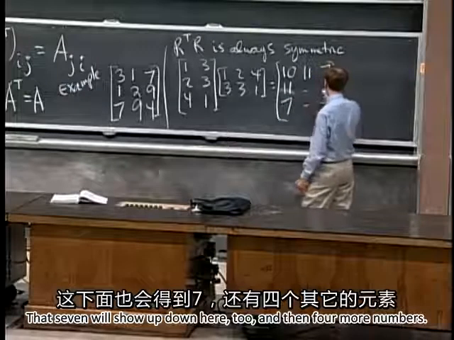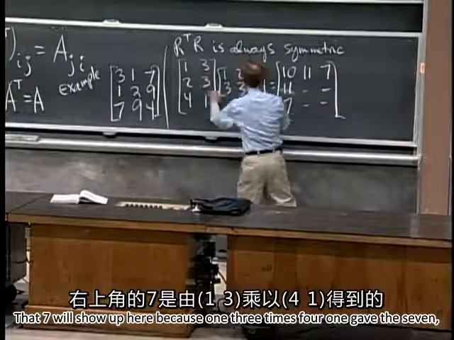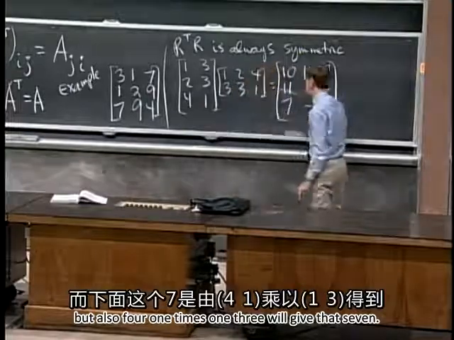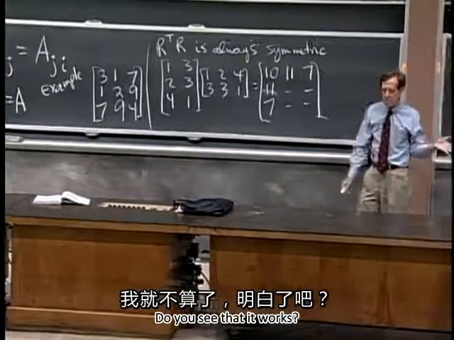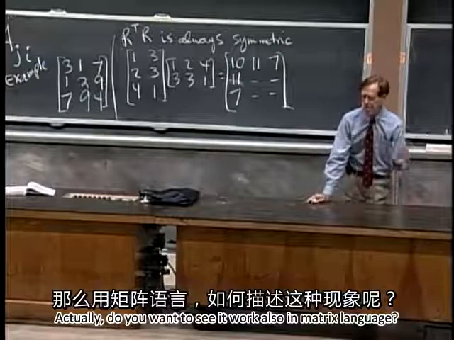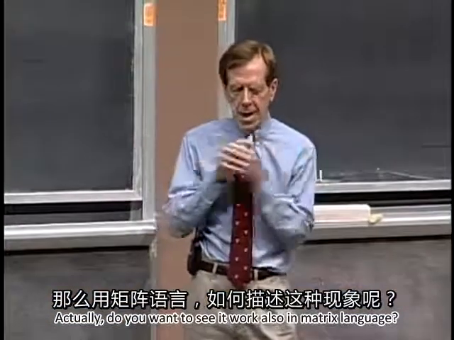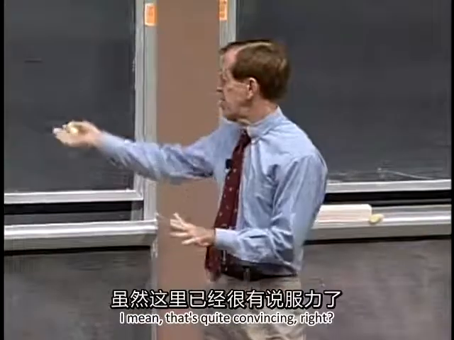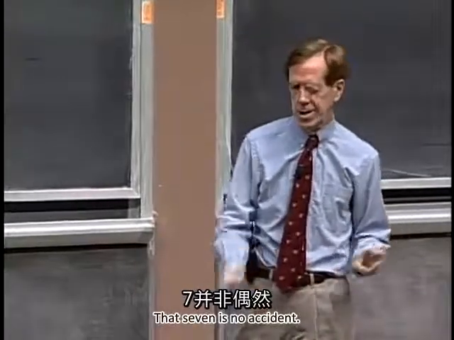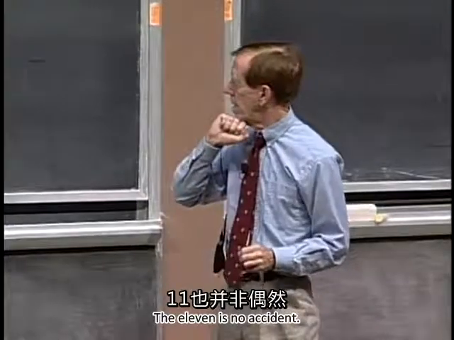Let's get that 7. That 7 will show up down here too. And then 4 more numbers. That 7 will show up here because (1, 3) times (4, 1) gave the 7. But also (4, 1) times (1, 3) will give that 7. Do you see that it works? Actually, do you want to see it work also in matrix language? I mean, that's quite convincing, right? That 7 is no accident. The 11 is no accident.